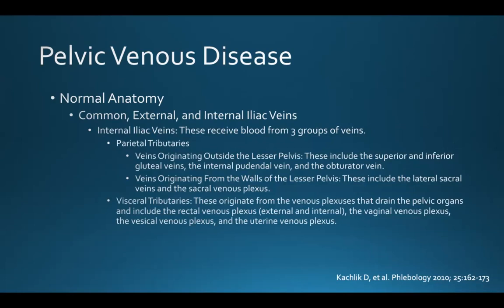The parietal tributaries also include the veins originating from the walls of the lesser pelvis. These include the lateral sacral veins and the sacral venous plexus. There are also visceral tributaries, which originate from the venous plexuses that drain the pelvic organs. And these include the rectal venous plexus, both an external and internal venous plexus, the vaginal venous plexus, the vesical venous plexus, and the uterine venous plexus.